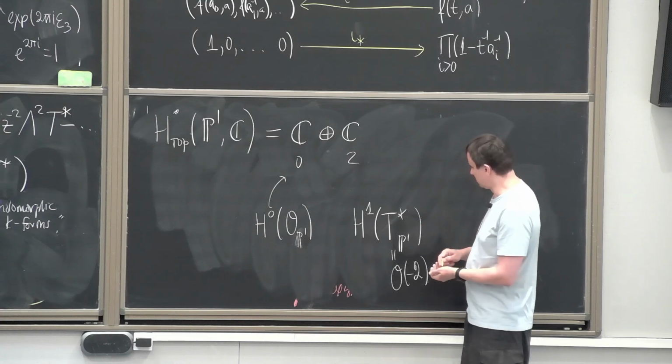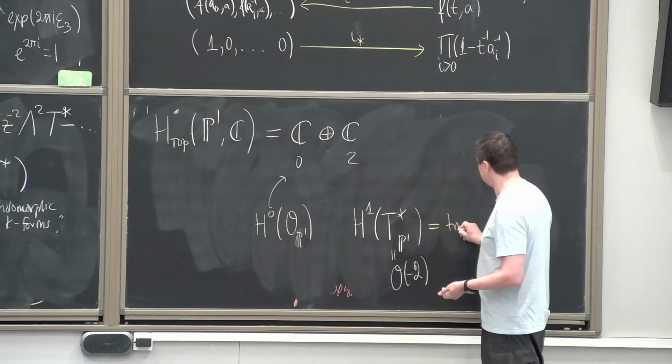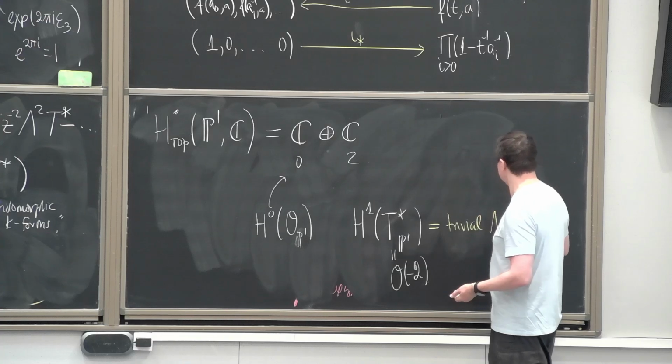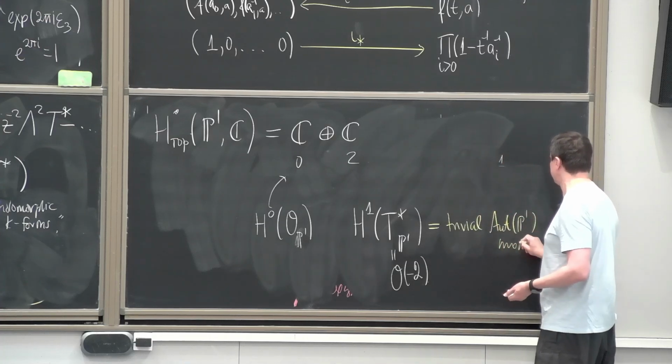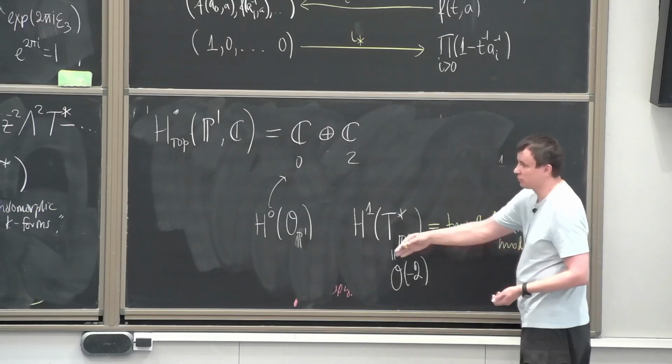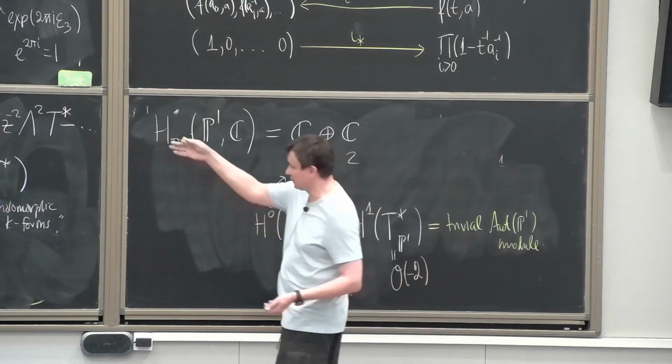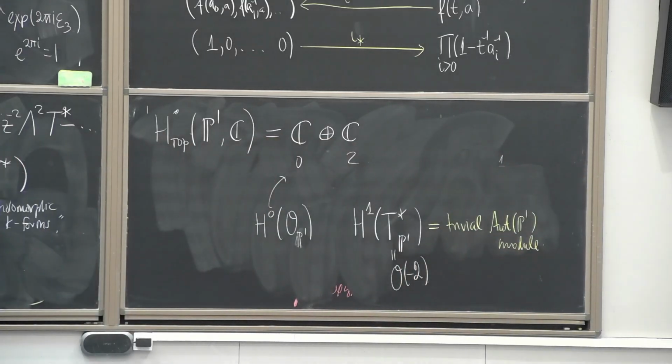So it says that this space is a trivial representation of the automorphisms of P1. And this is true in complete generality. If something injects into topological cohomology, then any connected group will act trivially. That makes sense? But this is a proof using Hodge theory. Of course, there's a much simpler proof, which we'll do in a second.